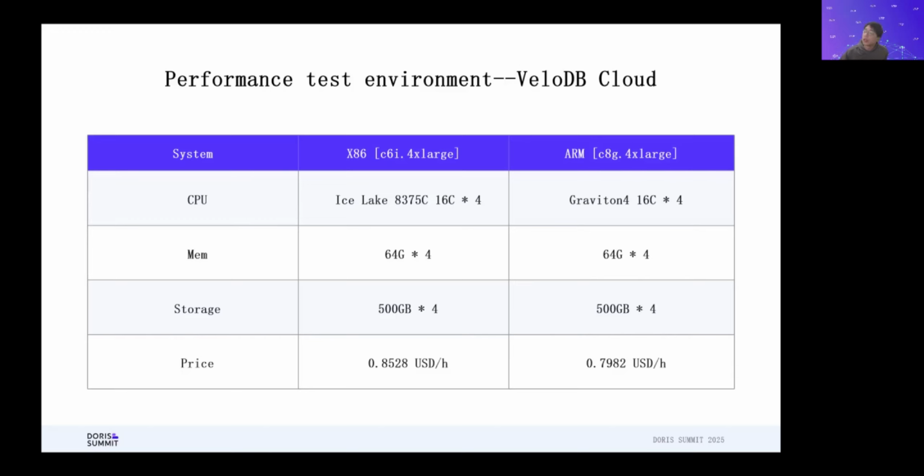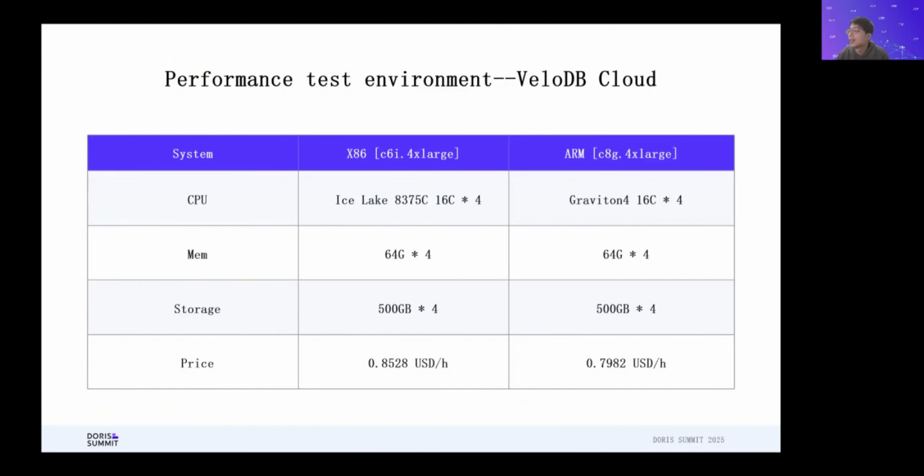in both systems. Now let's take a look at the price. It's the most important part. The x86 systems cost $0.8528 USD per hour, while the ARM systems are priced at $0.7982 USD per hour. Right off the bat, we can see the ARM systems have a lower hourly cost.